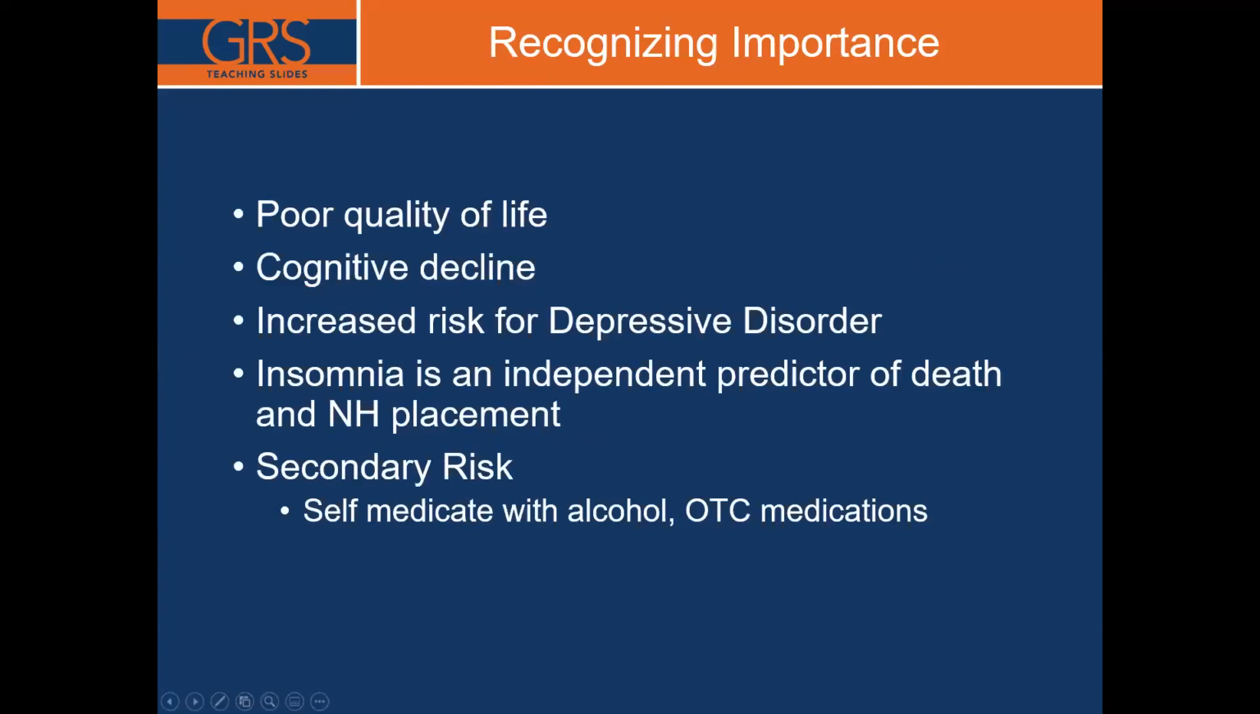All right, so in recognizing the importance of sleep disturbance, it's linked to an overall poor quality of life, cognitive decline, increased risk for major depression, and studies show that insomnia is an independent predictor of death and nursing home placement. And then looking at the secondary risks that come with poor sleep, often patients can be found self-medicating with alcohol and over-the-counter medications to help with sleep, which come with their own set of risks.